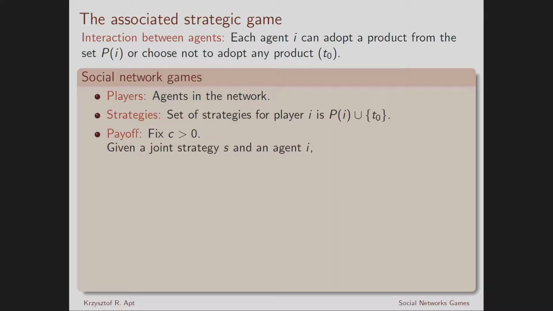I will associate with these social networks games. So no surprise, the players will be the agents and strategies will be the products. But we also have to model the fact that an agent did not select yet a product, so it will be T0. It's sort of this initial situation that an agent did not adopt a product.